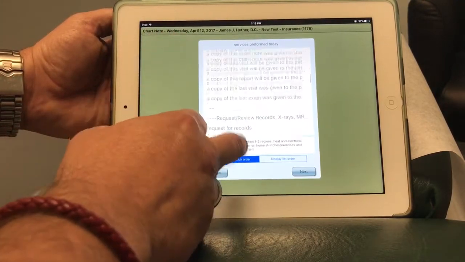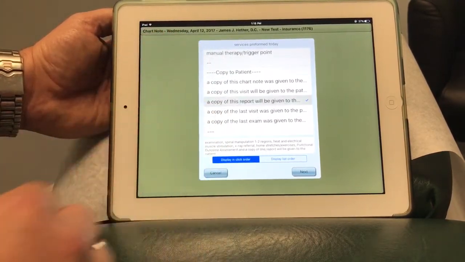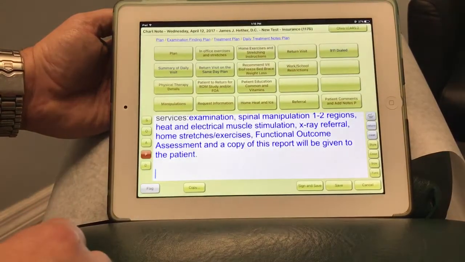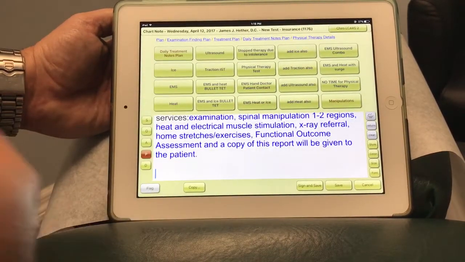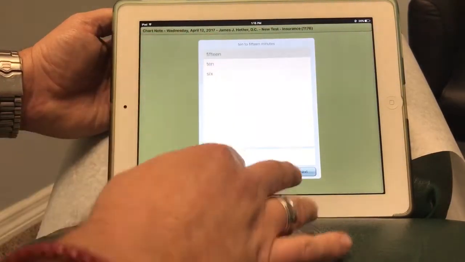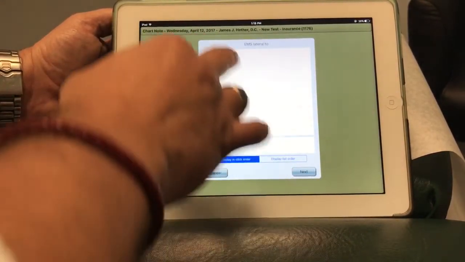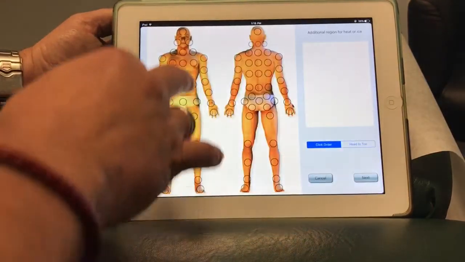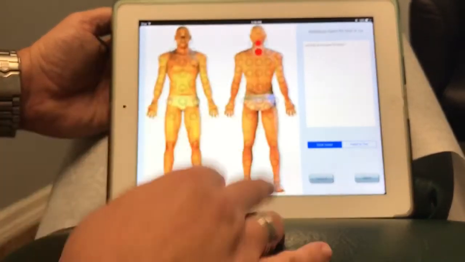And on their next visit, we are going to give them a copy of this exam so they have it for their records. From there, we're going to go over to physical therapy. Where did we do the physical therapy? We did the muscle stim and heat for 15 minutes to the upper back at T3. We did that to the neck and upper back with the heat.